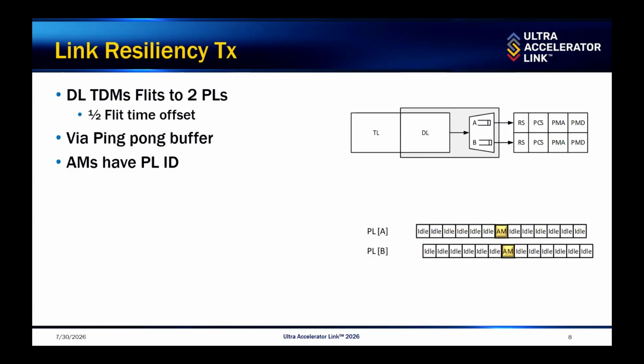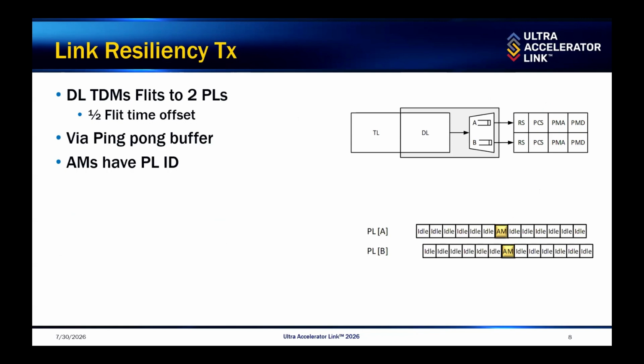And conceptually, this is a way of looking at the transmitter. We've got a single transaction layer. For the most part, it's a single data link layer. The packing is the same. What's different again is what I said before, the link state machine. There's 2 of those, one for each physical layer.